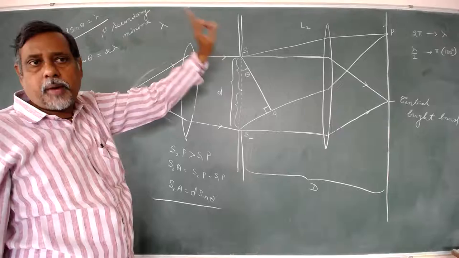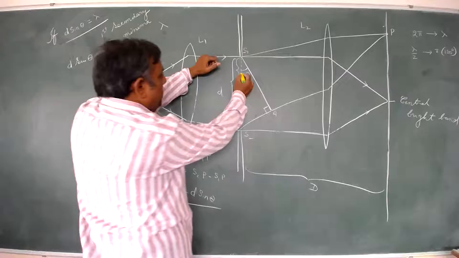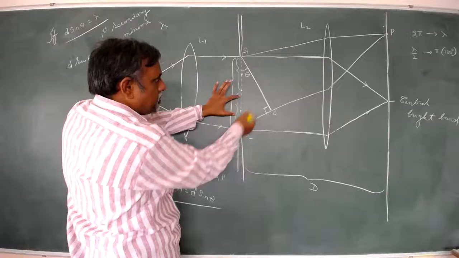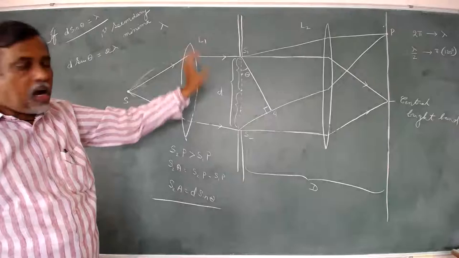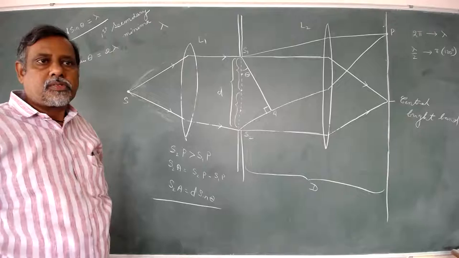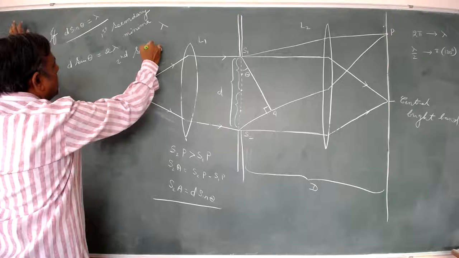Look at this. Here, 4 equal portions we have to imagine. This is lambda by 2, this is lambda by 2, and these two cancel out. Next, lambda by 2, lambda by 2 cancel out. That means out of these 4 equal portions, no light ultimately reaches the point P. Therefore, even in this case, P becomes a dark band, and this dark band is the second secondary minima.